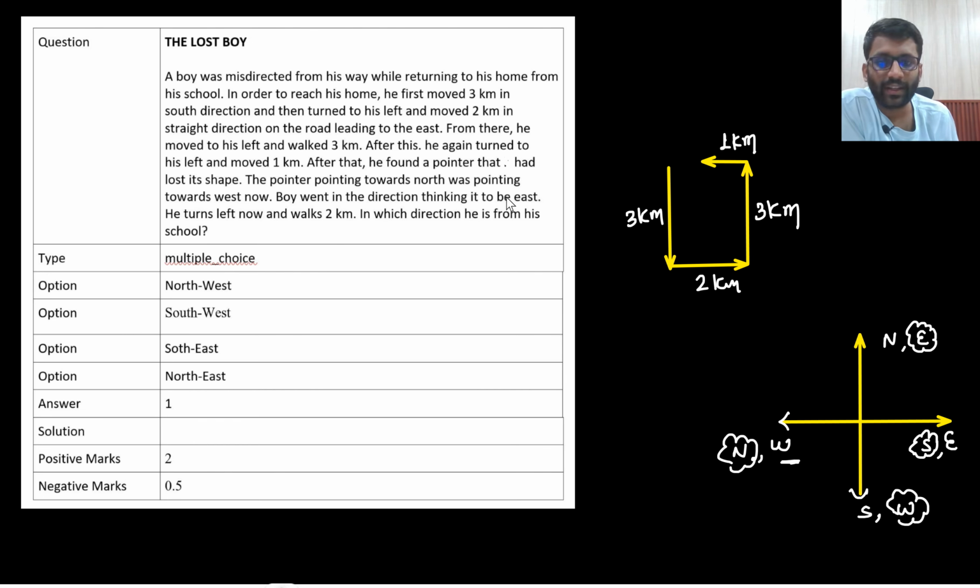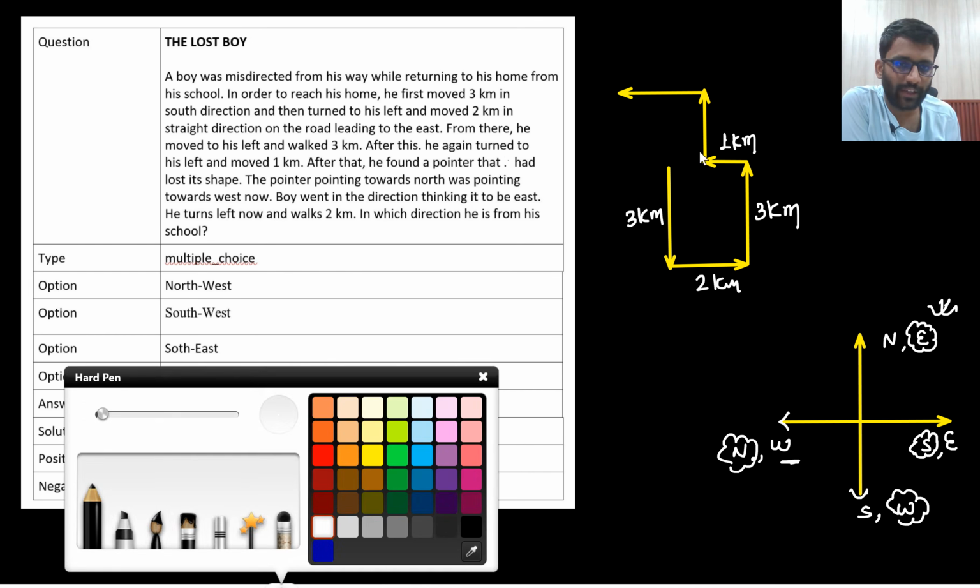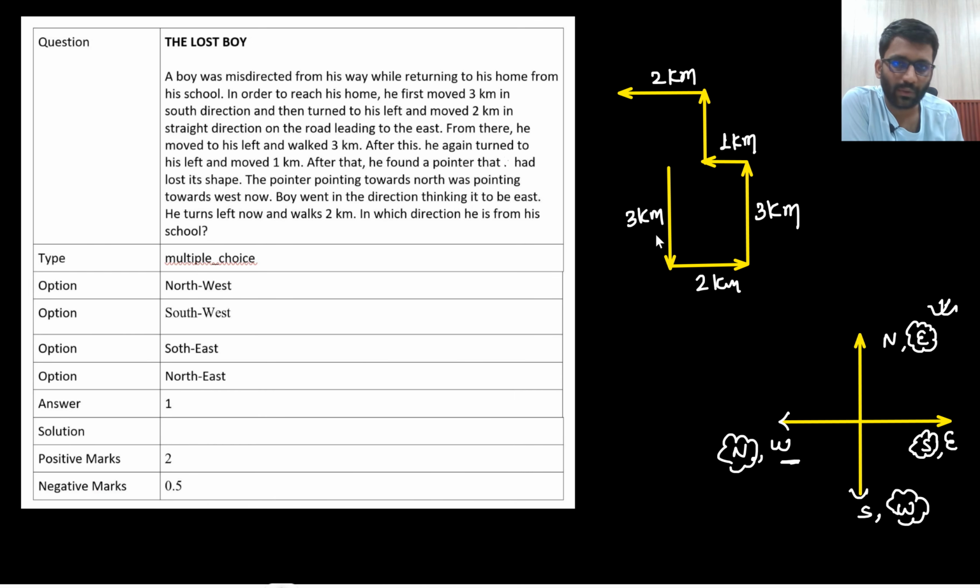Now the boy went in the direction thinking it to be east. The pointer is saying it is east, so the guy will move in this direction, thinking it to be east. Then he again turns left and walks 2 kilometers. What will be left? This will be the left. Because this distance is already 1 kilometer, the 2 kilometers will be somewhere here.